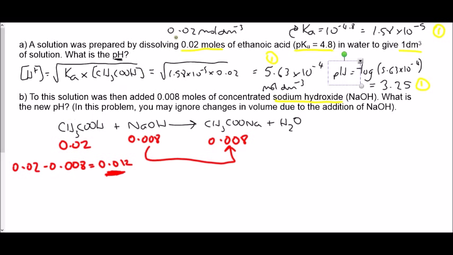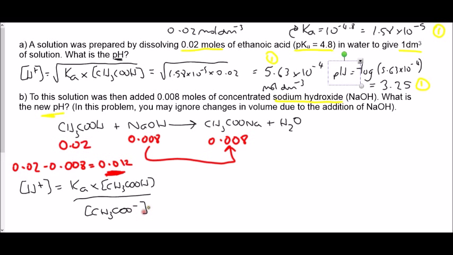Then, carrying on looking at the question, it's asking us what is the pH. We know that part B is a buffers question, and if it asks us about the pH, then we are going to use that rearranged Ka expression. Again, all we need to do now is substitute the numbers in. So Ka is exactly the same as it was at the top of this question. We just calculated the concentration of the ethanoic acid, and we've also calculated the concentration of the ethanoate ion.